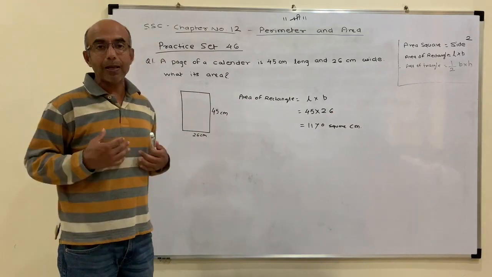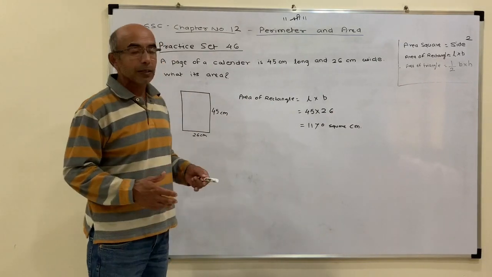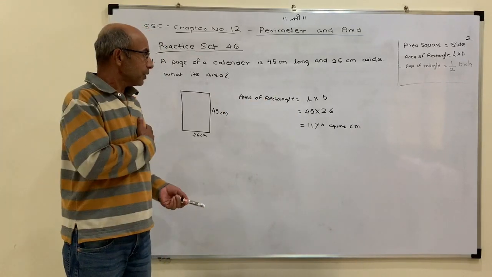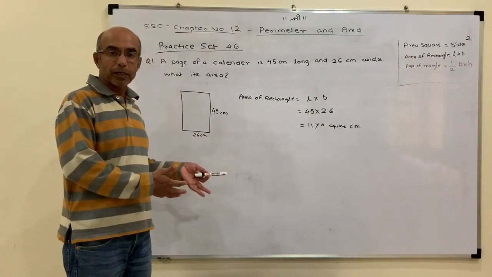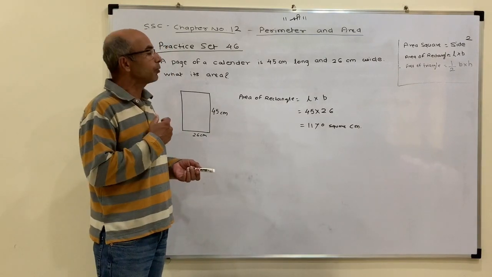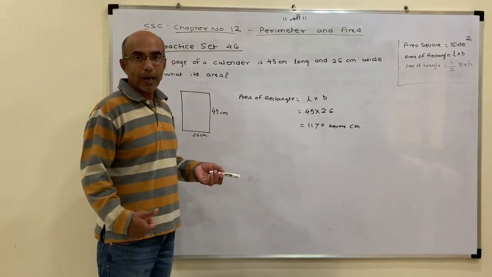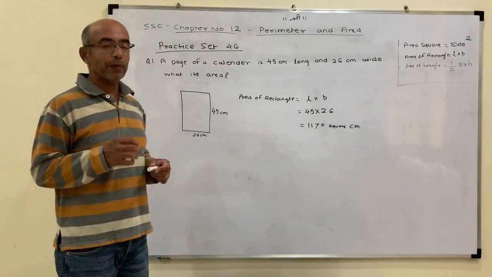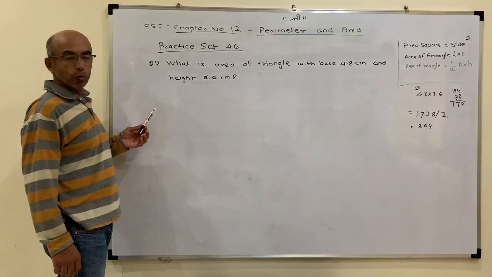That's the reason I'm saying again and again that you need to have tables at least till 30, because most of the time you will have a multiplicative factor like 26, 25, 22. To speed up your calculation process and to reduce the rough work, you need to have the tables till 26. So my answer is 1170 square centimeter. Question number 2.